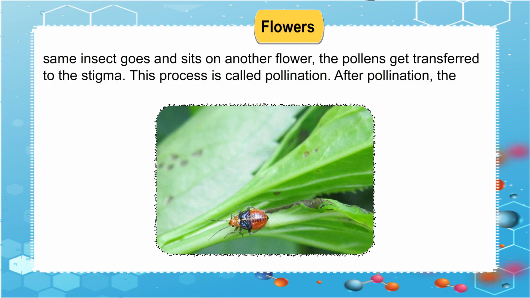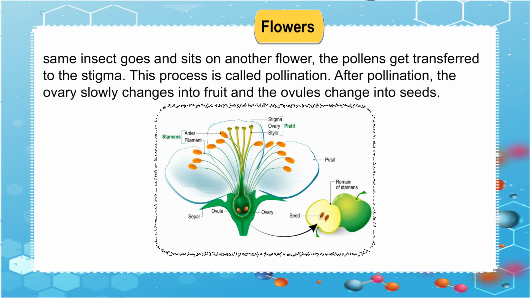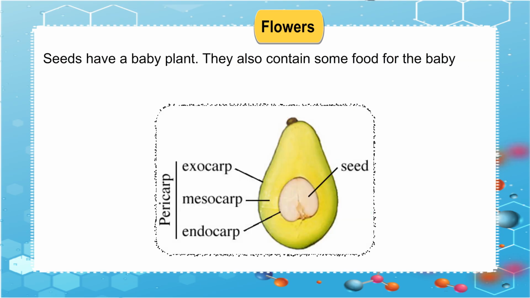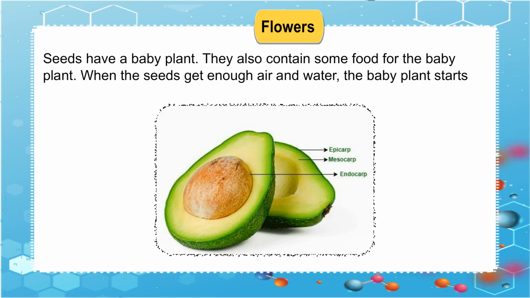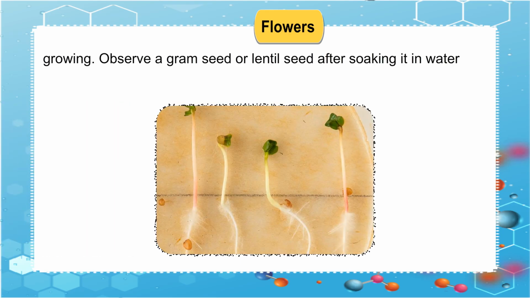After pollination, the ovary slowly changes into fruit and the ovules change into seeds. Seeds have a baby plant. They also contain some food for the baby plant. When the seeds get enough air and water, the baby plant starts growing.